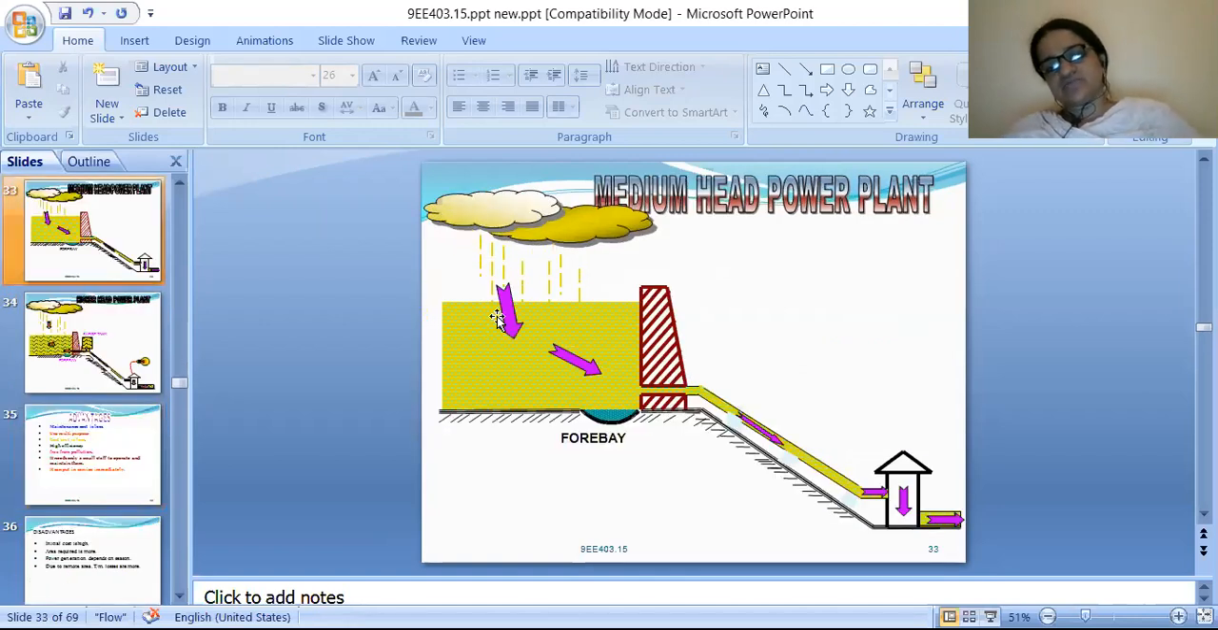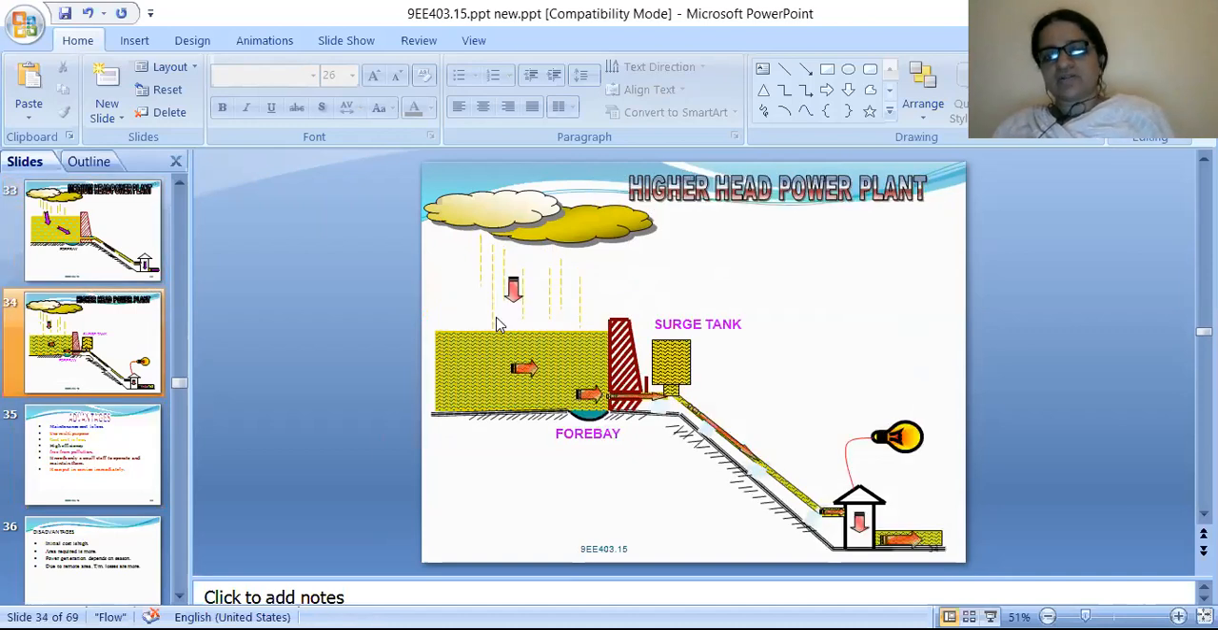And here the distance between the rainwater and the surface of the reservoir is more than in the lower head power plant. There is a gap, more area between the clouds and the surface of the reservoir, so it is called a medium head power plant. Coming to the higher head power plant, now the clouds are very high from the surface of the reservoir. So this is called a high head power plant.